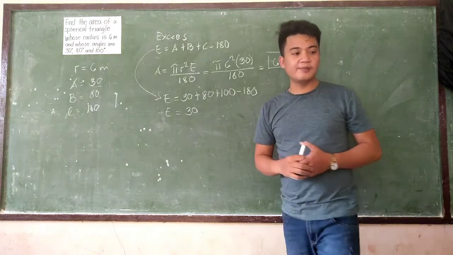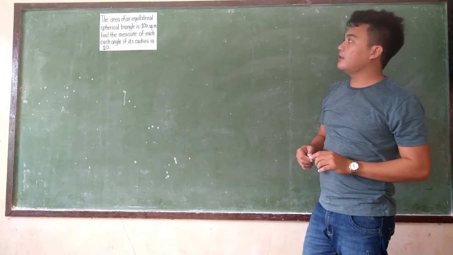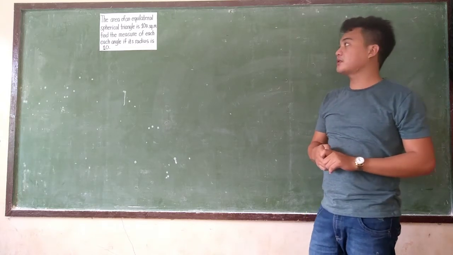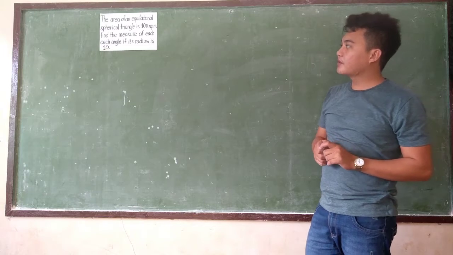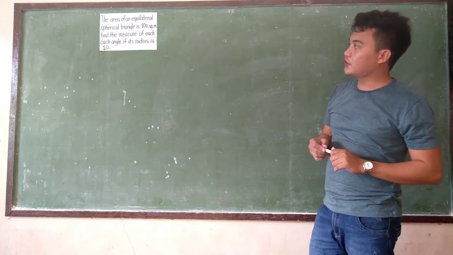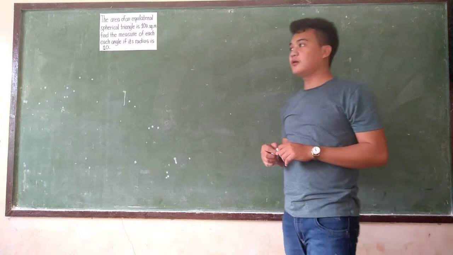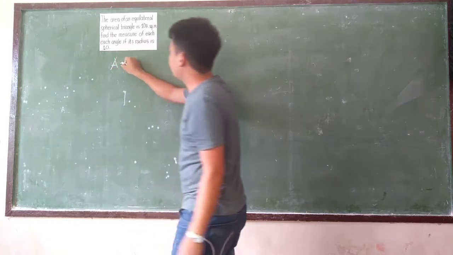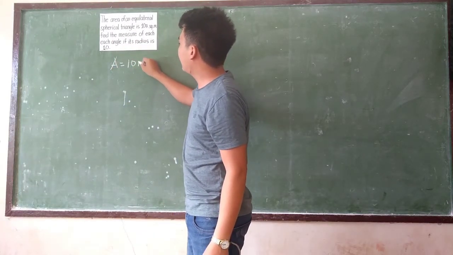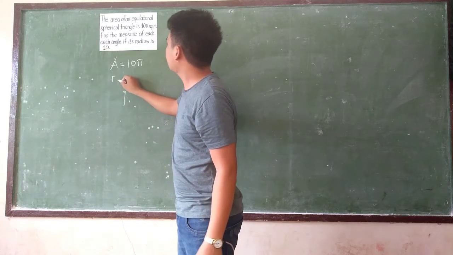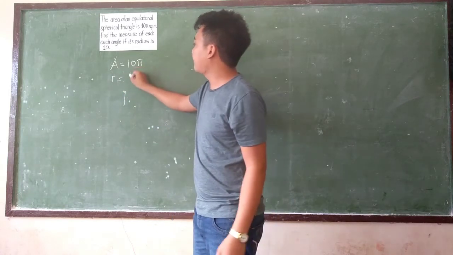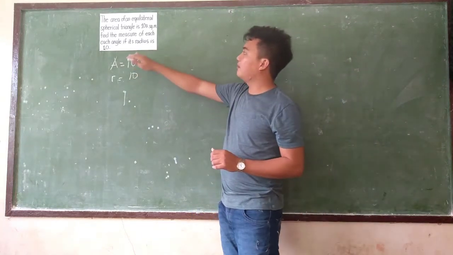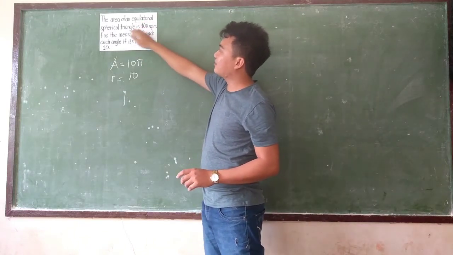Okay, so another example. The area of an equilateral spherical triangle is 10 pi square meters. Find the measure of each angle if its radius is 10. So we have the given, the area equals 10 pi and the radius is equal to 10. So we are going to look at the problem. Our problem is an equilateral spherical triangle.